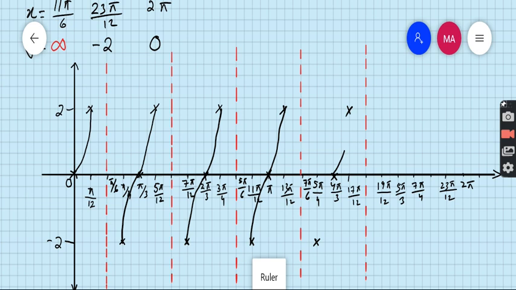Join these points and these points. And this is 3 pi by 2, the asymptote at 3 pi by 2. Next, at 19 pi by 12, the value is minus 2. At 5 pi by 3, the value is 0. At 7 pi by 4, the value is 2. At 11 pi by 6, the value is undefined.